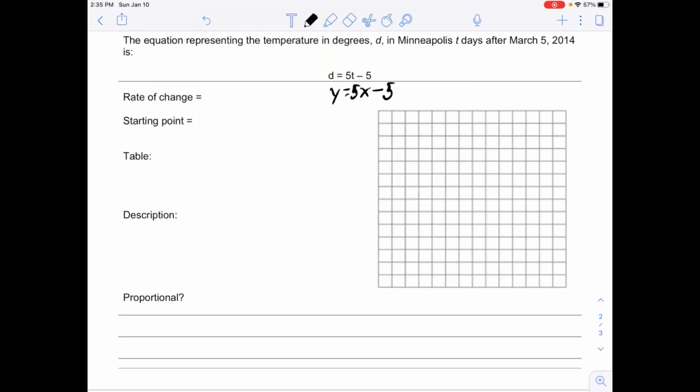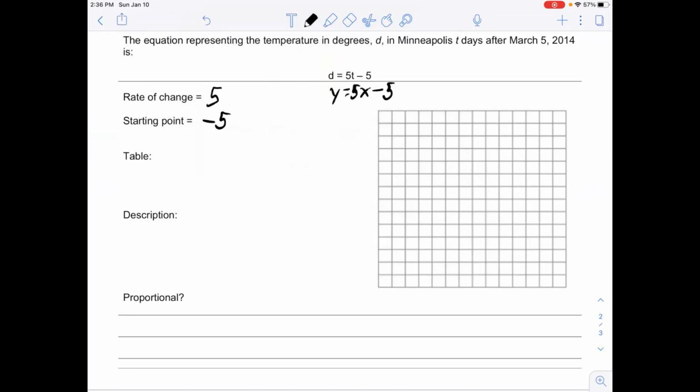So our rate of change is always the number next to the x. So that's 5. Our starting point is whatever is being added. I don't have anything added. I have something being subtracted. So that means my starting point is minus 5, negative 5.